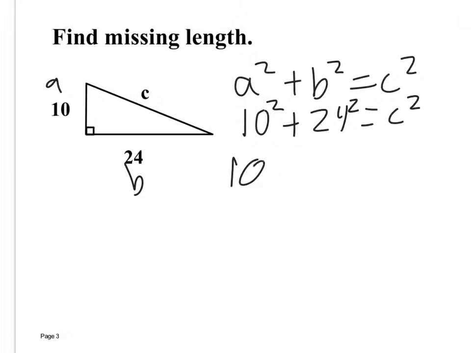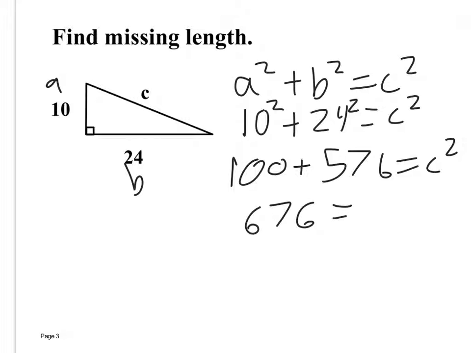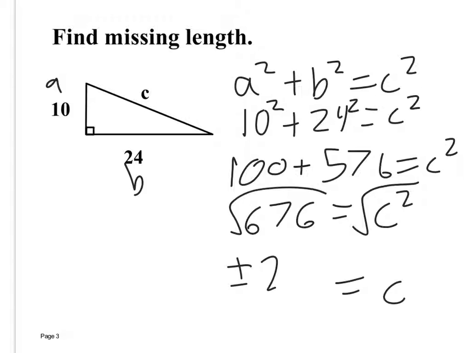10 squared is 100. 24 squared, what is 24 times 24? It's 576. 100 plus 576 is 676. To get C squared to be C, I put a radical sign over it, I square root it. The square root of C squared is C. The square root of 676 is plus or minus 26.